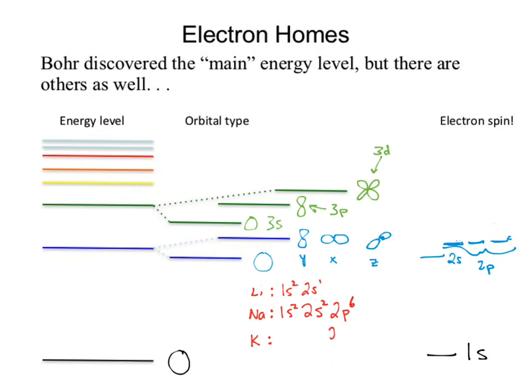I could break that down as 2px2, 2py2, 2pz2. How many people want to do that? No. Good. So we just say all in the p orbital, I fit 6. Done. Okay. Can I fit more than 6? No. How many orientations are there for a p orbital? 3. Each orientation holds how many electrons? 2. Can I fit more than 6? No. I'm capped at 6 electrons in the 2p.